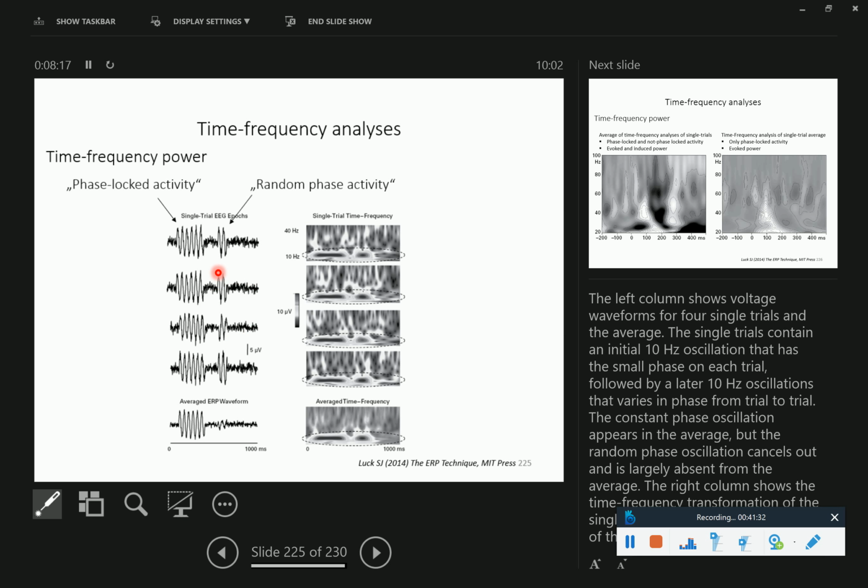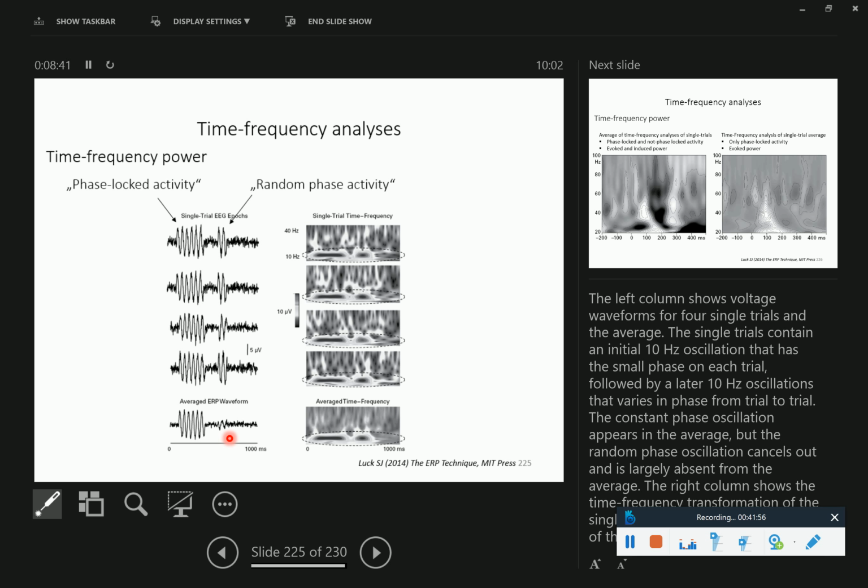So here you have an up in the EEG trace, here you have a down in the EEG trace roughly at the same time. If you average them together, you don't get anything out. So this would be random phase activity, and here then in the ERP you still see a little bit, but you hardly see anything.